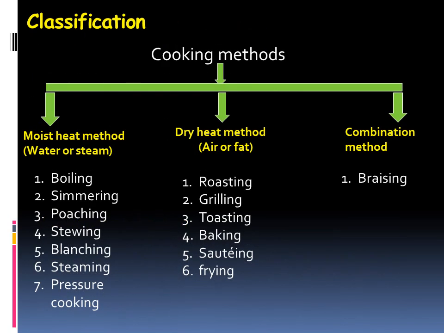This is the classification of cooking methods. Cooking methods are classified into three groups, viz. moist heat method, dry heat method, and combination method. Coming to the moist heat method, water or steam is used as the cooking medium; the methods are boiling, simmering, poaching, stewing, blanching, steaming, and pressure cooking. In the dry heat method, air or fat is used as the cooking medium; the methods are roasting, grilling, toasting, baking, sautéing, and frying. The combination of both moist heat and dry heat is called braising.